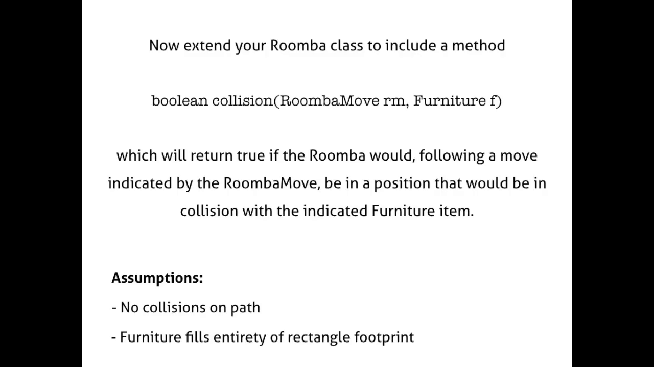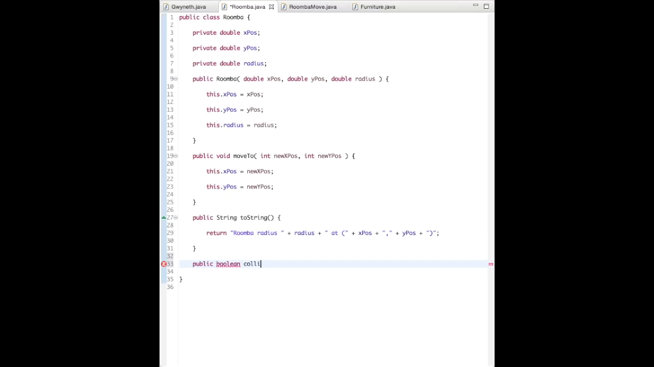So this method will return true if the Roomba would, following a move, be in a position where it would be in collision with the supplied or indicated furniture item. Okay, so we're going to say public Boolean collision, Roomba move RM, furniture F.